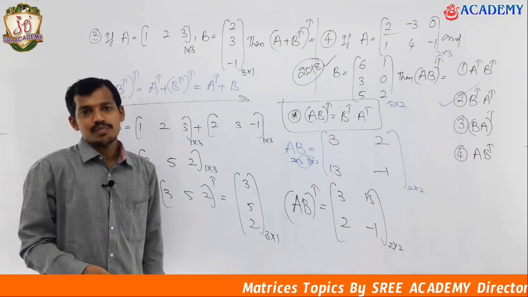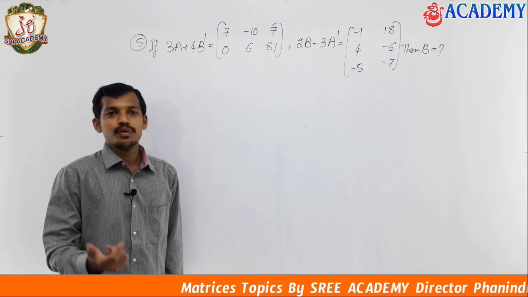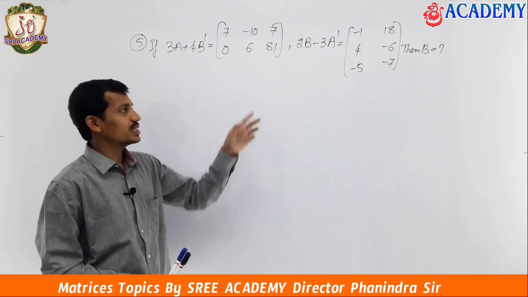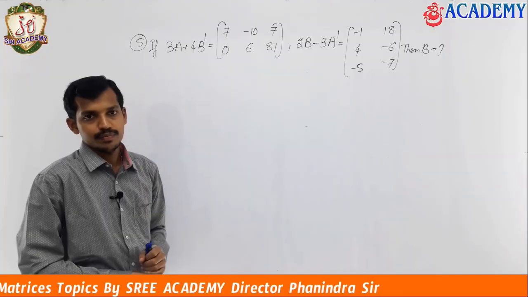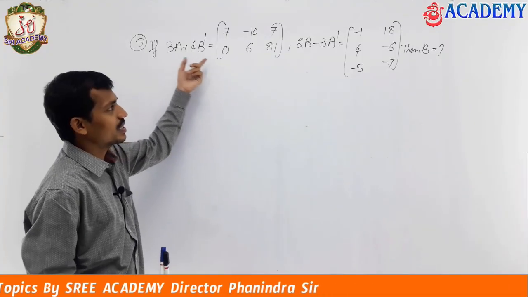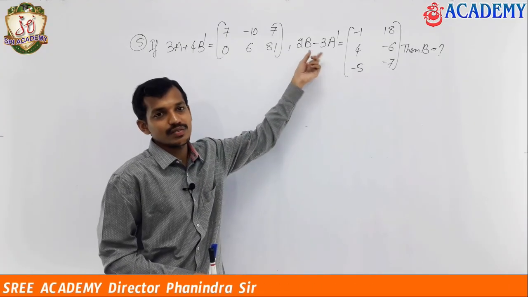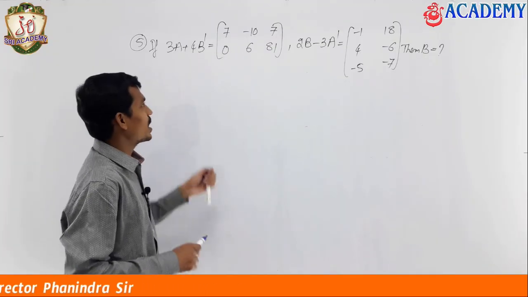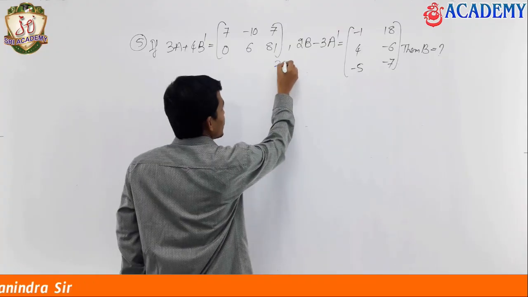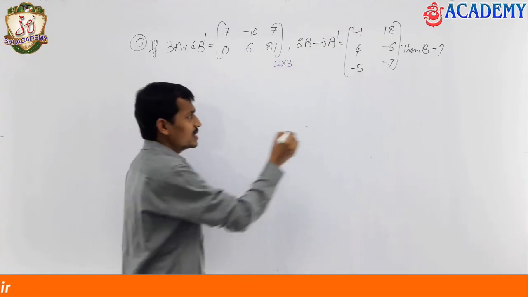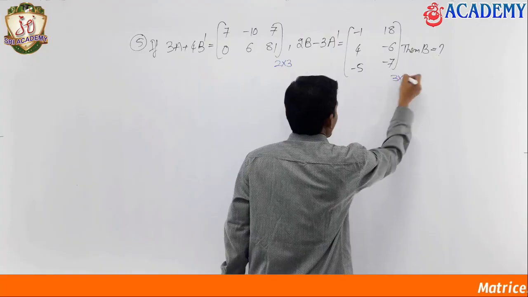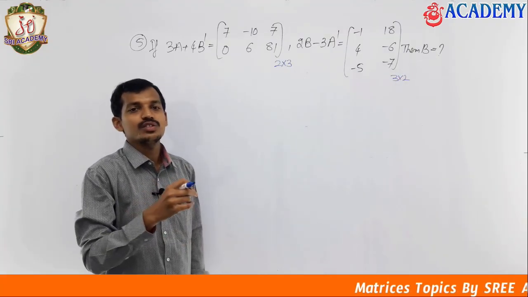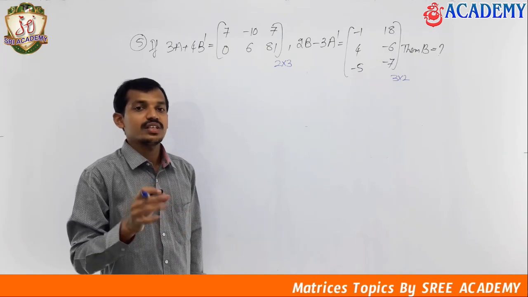Let's see other problems. In this problem, given one matrix and another matrix, it is asking what is B. See, given one relation here and one more relation. Based upon these relations, define the matrices. Here see, what is the order of this matrix? This is going to be 2/3. This is 3/2. We can't add these two matrices. Why? Because the order of both matrices is not the same.